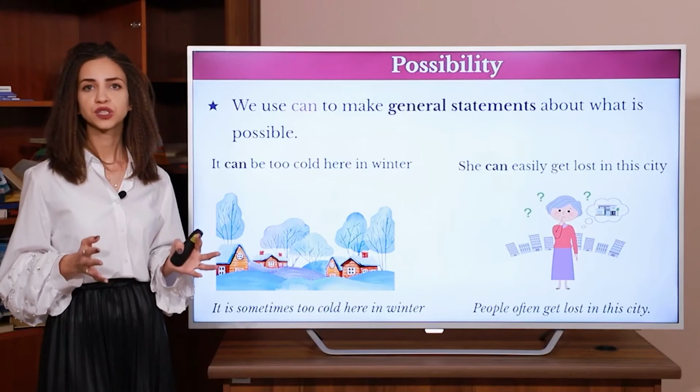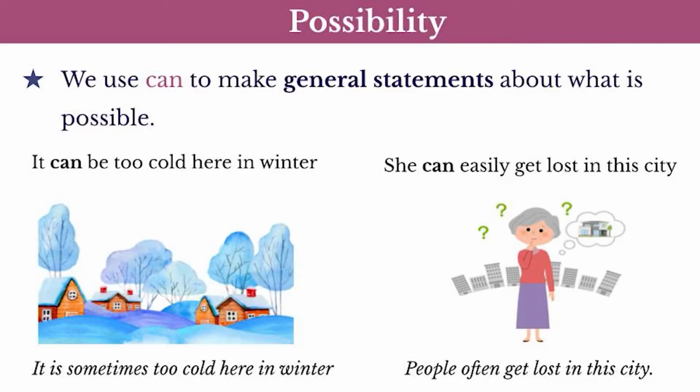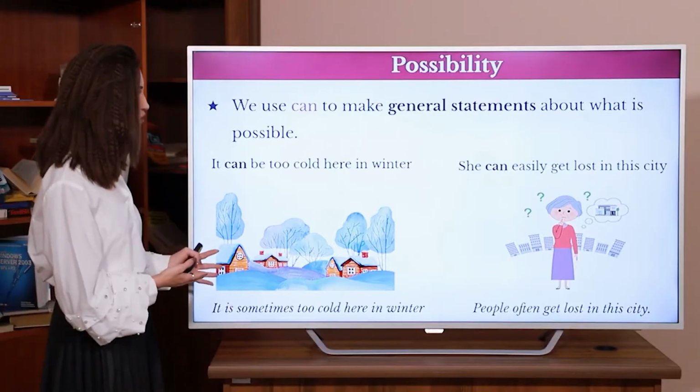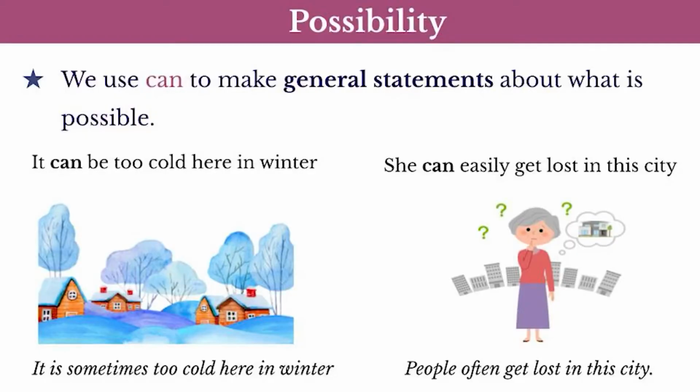We can use can to make general statements about what is possible. Let's look at the first example. It can be too cold here in winter. It means that it is sometimes too cold here in winter. It's a general statement. Next example. She can easily get lost in this city. It means people often get lost in this city. It's again a general statement.